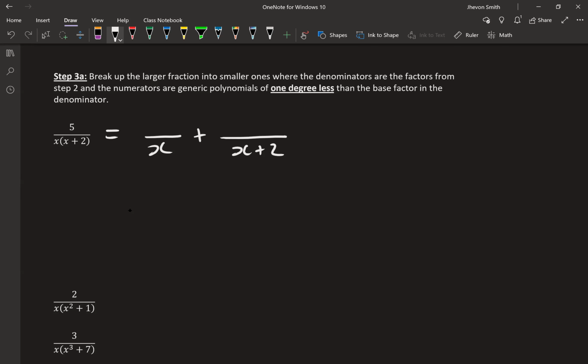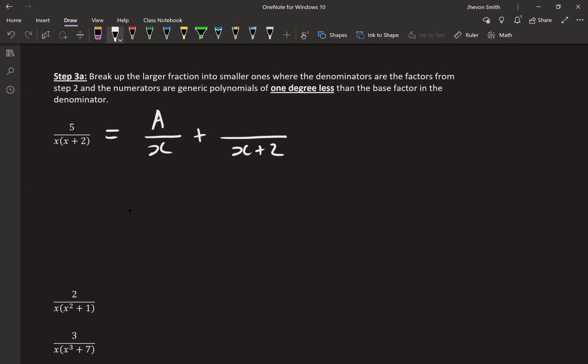The numerators are going to be generic polynomials of 1 degree less than the base factor in the denominator. Notice that the base factor in the denominator here is degree 1, which means the numerator must be degree 0. A degree 0 polynomial is a constant. So now you just put a generic constant. Normally we use an uppercase A, right?